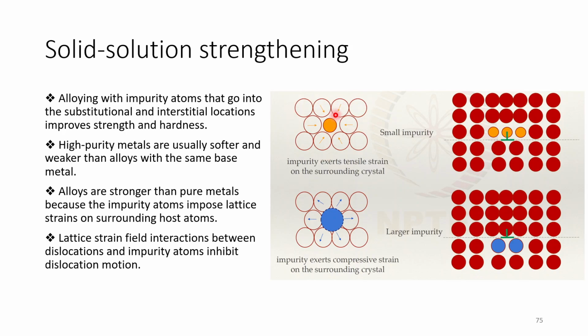On the upper part you can see the atom is smaller in size compared to the host atom, so the impurity exerts tensile strain on the surrounding crystal. And if the impurity is large, then the impurity will exert compressive strain on the surrounding crystal.